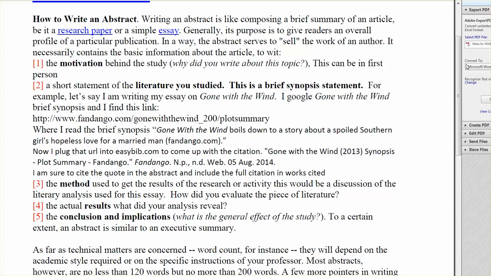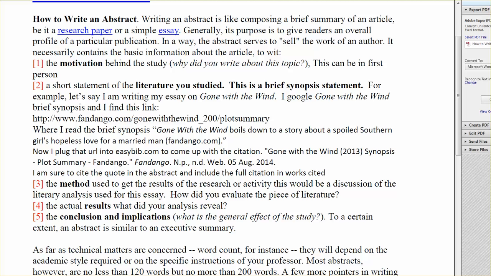You can see there are 5 sentences or groups of sentences that need to be written in an abstract. Number 1, what is the motivation behind the study? Why did you write about this topic? That statement will be written in first person. I've always been interested in, or since I was in the 8th grade, I've studied this kind of thing, or what you find intriguing about the characters, what you find intriguing about the piece of literature that you have chosen. Whatever it is that motivated you, you're going to write 1 or 2 sentences about that in the abstract.